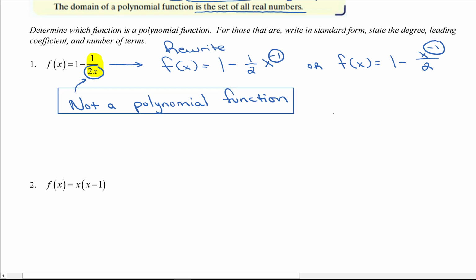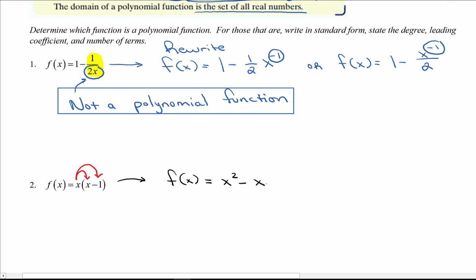All right, next one. F of x is equal to x times the quantity x minus 1. Now for this one, I'm going to distribute this x just so that it's a little bit easier for us to tell if this is a polynomial function. This will turn into x squared minus x. What do you think now? Let's look at this and see.